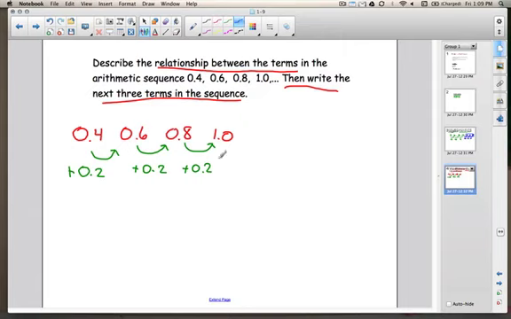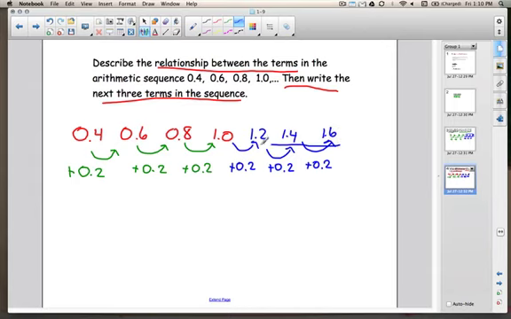So now we've done the first part. We've figured out the relationship between the terms. Now we're going to write the next 3 terms in the sequence. So that means I'm going to go from 1.0 and I'm going to add 2/10 and I'm going to get 1.2. Now to figure out the second term, I'm going to add 0.2 to 1.2 and I get 1.4. And now I'm going to add 0.2 again, this time to 1.4, and I get 1.6.